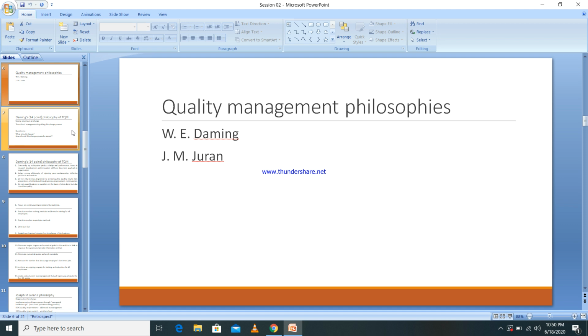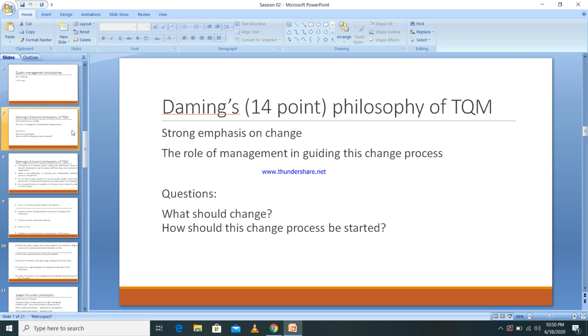We are going to discuss Deming's philosophy, which consists of 14 points. Deming introduced 14 points in order to maintain the quality of a company, right? When you look at this philosophy, or concentrate on these 14 points, you will see all of them are always emphasizing that you change. That is, it strongly emphasizes change, and also the role of management in guiding this change process. Deming has nicely explained that, right?